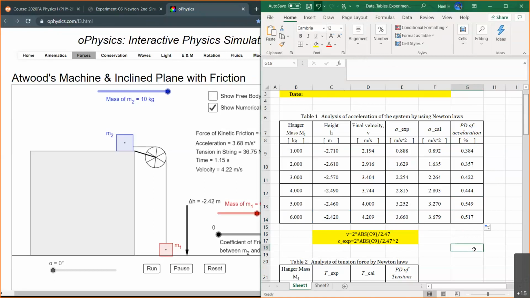What is the formula, Professor, for acceleration calculated row, table, column? Let's copy paste that one too. So this is a calculation, put here. And also this one for the percentage error.